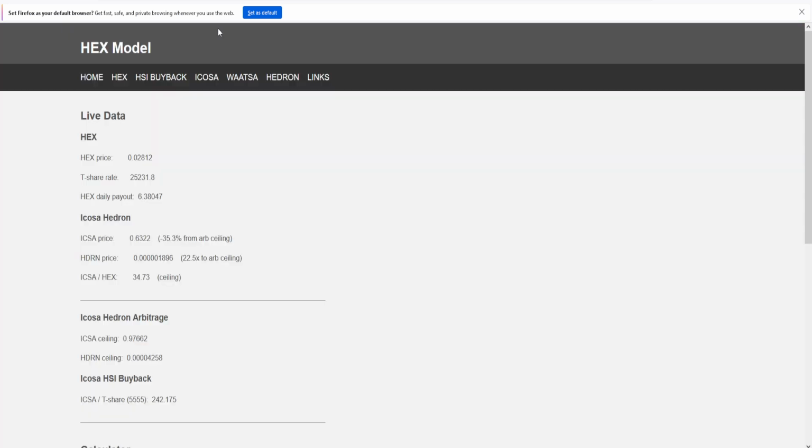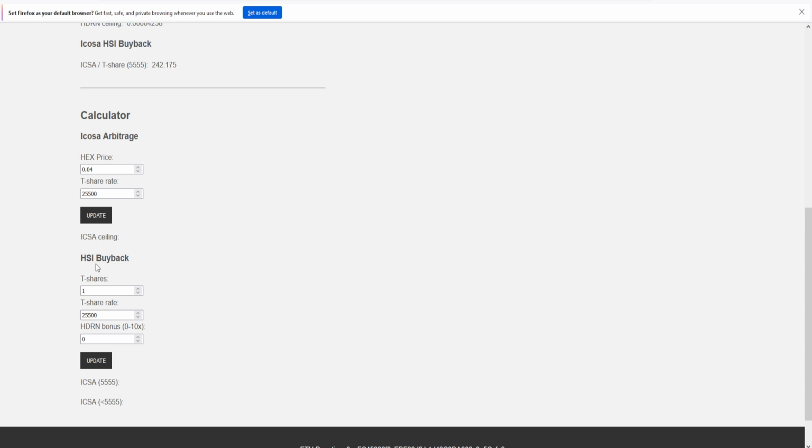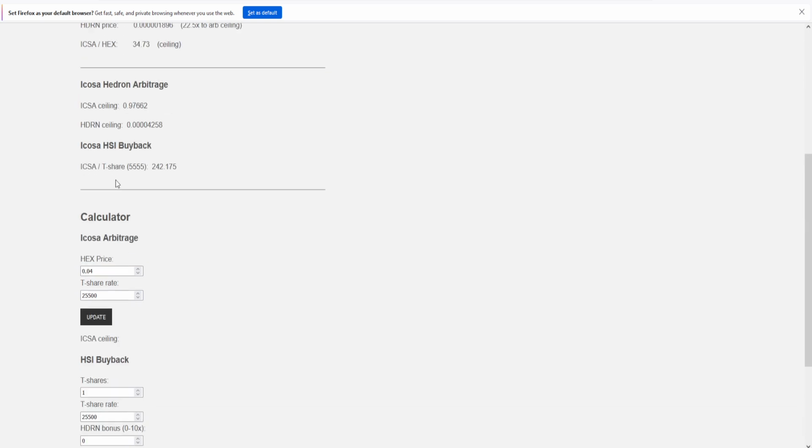Let me show you one website. It's called hexmodel.com, where you could calculate the HSI buyback, like how much Icosa you could get if you sell your stake to the contract. You're just entering the T-shares, the T-share rate, the Hedron bonus, and you will see how many Icosa tokens you will get in return.